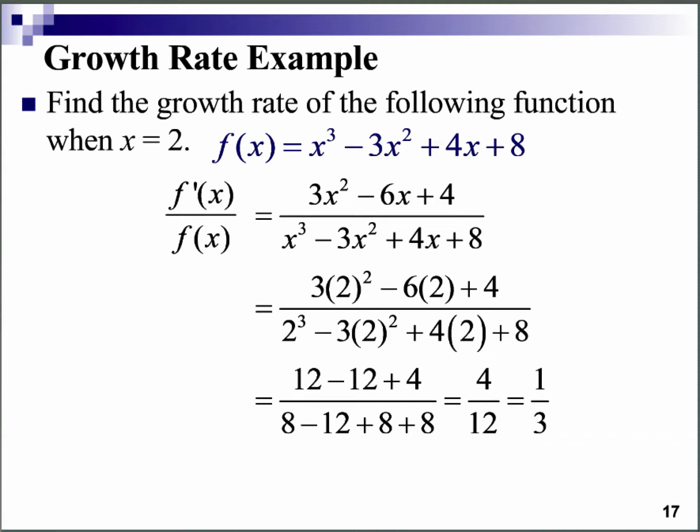In the denominator, 2 cubed is 8. 3 times 2 squared is 12, or negative 12 in this situation. 4 times 2 is 8, and then we add the 8. So this gives me a total of 24 minus 12 in the bottom for a total of 12. So my ratio is 4 divided by 12, which simplifies to 1/3. So the growth rate of this function here is 1/3.